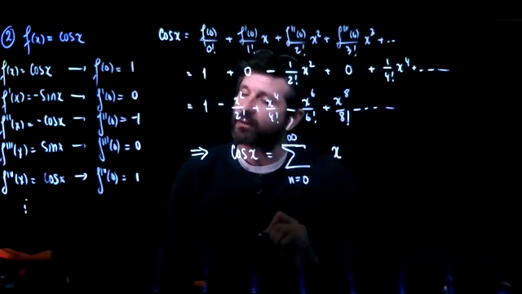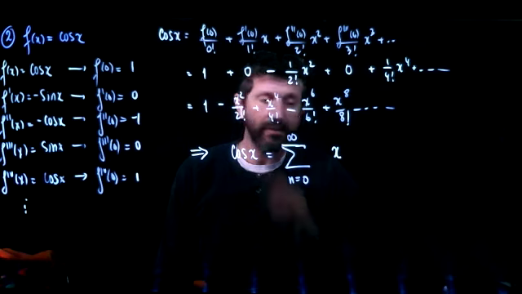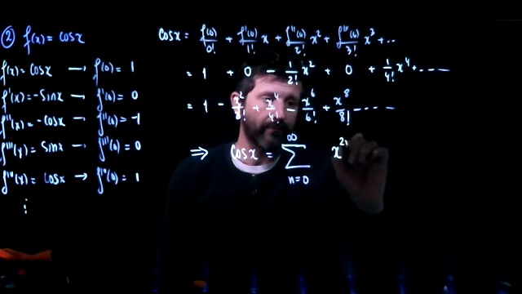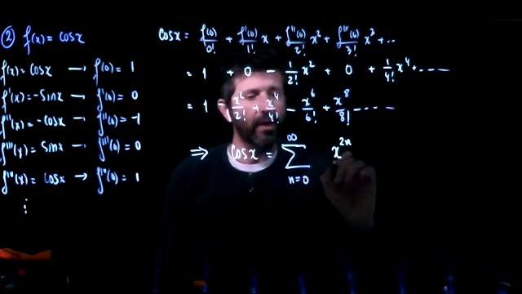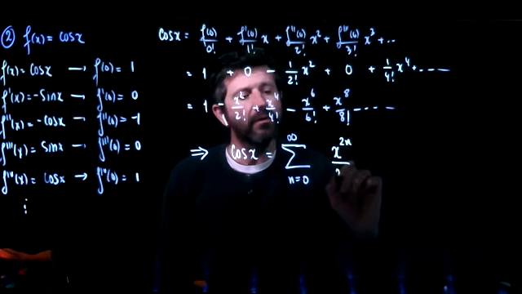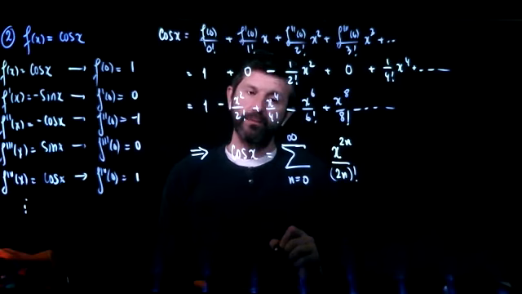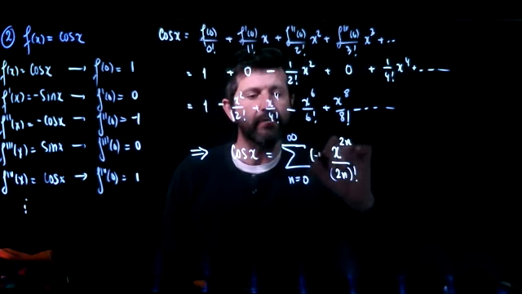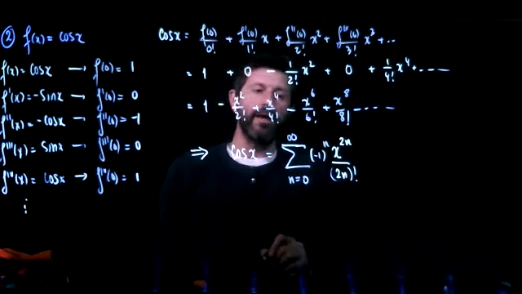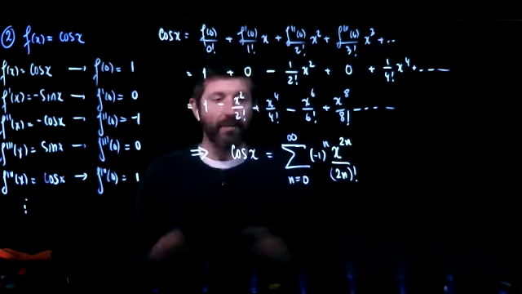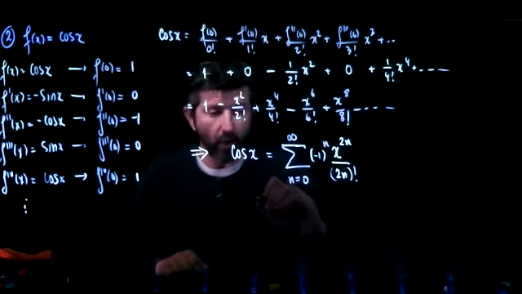x to the power of what? Would n plus n work? N plus n, so 2n. 2n, yeah. Yeah, 2n over 2n factorial. Good. Times minus 1 to the power of n. Very nice. Times minus 1 to the power of n. And that's my MacLaurin series for the cosine function.